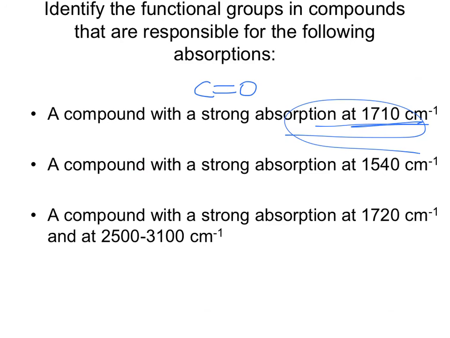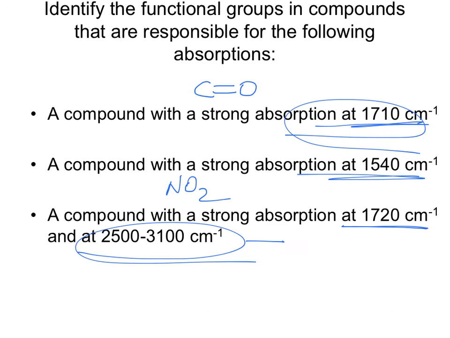A compound with a strong absorption at 1540. That's pretty characteristic for a nitro. Now you might be wondering, how do I know this? You can use the table. The table will be provided to you in a test. So use the table, but the more you practice, the better you get. A compound with a strong absorption at 1720 and a 2500. So that's very definitely a carboxylic acid, which will show you this kind of an absorption.